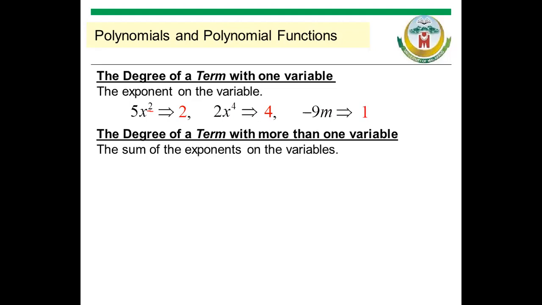Okay, now the degree of a term with more than one variable. If there is more than one variable, what will be the degree of that term? The sum of the exponents on the variables. For example, -7x square y. The sum of the exponents on the variables: the power of x is 2 and the power of y is equal to 1. So the degree is 3. Okay, 2x raised to power 4 and y raised to power 2. So here the degree is 6. 4 plus 2 is 6.